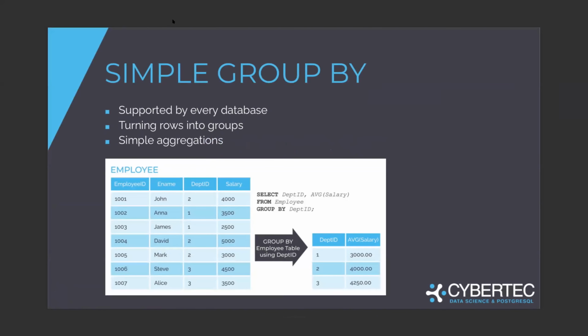If you have a normal GROUP BY statement, what you do is basically turn a set of rows into one row. In this case, the example says GROUP BY department ID. So if you got 1,000 rows for every department, you will turn it into one row per department. The basic idea of an aggregation is to turn many rows into groups. So you got the average salary per department for this list of employees. That's basically how it works. That's a standard basic aggregation.